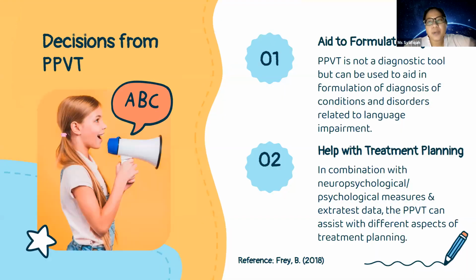So what kind of decisions can be made from the PPVT? It's important to note that the PPVT is not an actual diagnostic tool, but it can be used to help in the formulation of the diagnosis of conditions and disorders related to language impairment. After diagnosis, the clinician, therapist, or teacher can come up with a treatment plan that's suitable for the child. The PPVT can assist with different aspects of treatment planning, such as early intervention and what sort of differentiated instruction is needed for the child. Next.